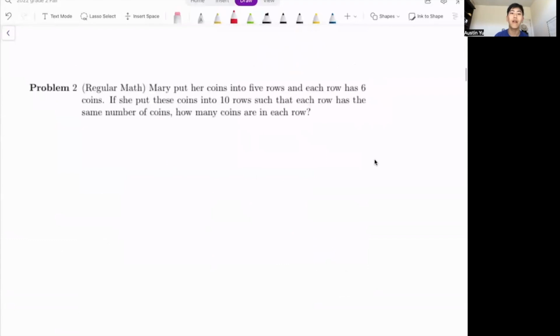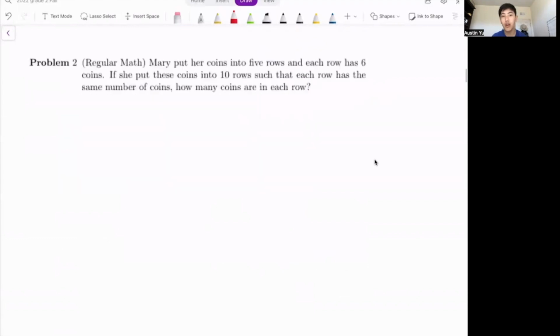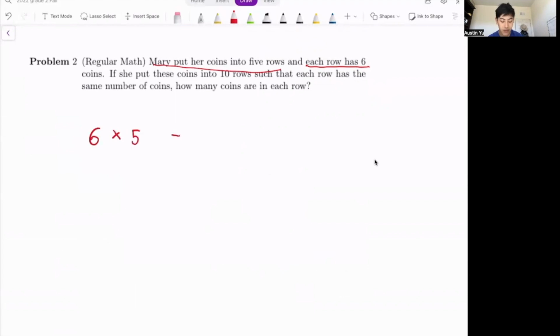Problem 2. Mary put her coins into 5 rows, and each row has 6 coins. If she put these coins into 10 rows, such that each row has the same number of coins, how many coins are in each row? All right, so first we are given the information that Mary put her coins into 5 rows, and each row has 6 coins. So 6 coins times 5 rows means that Mary has 30 coins.